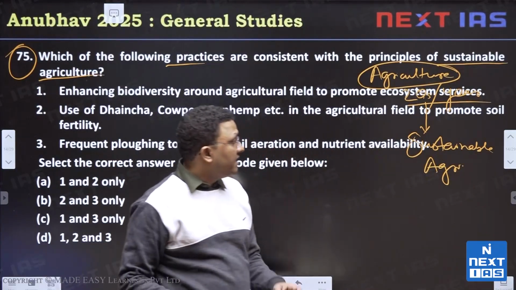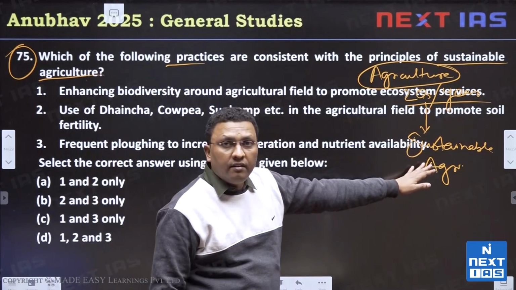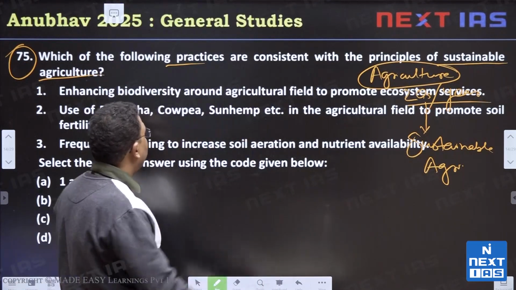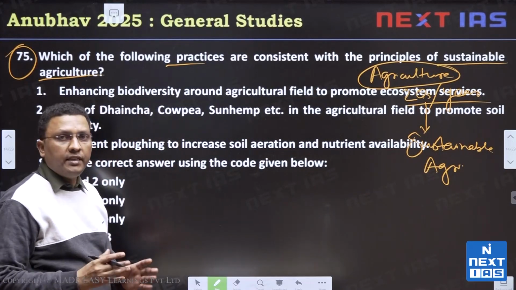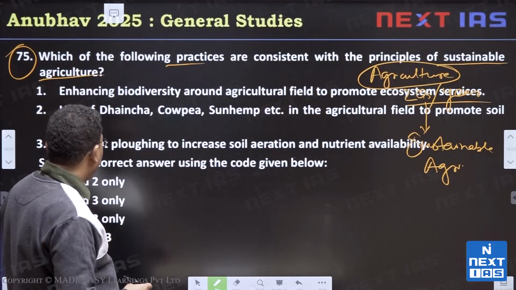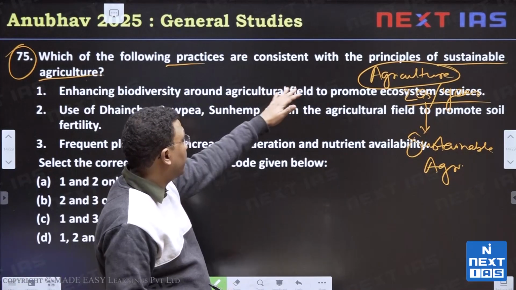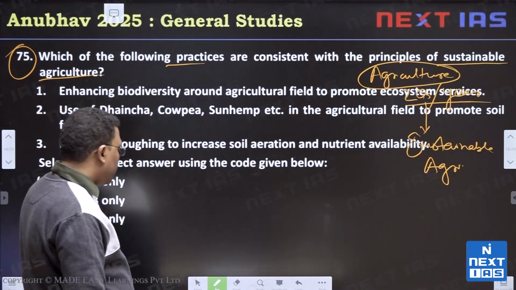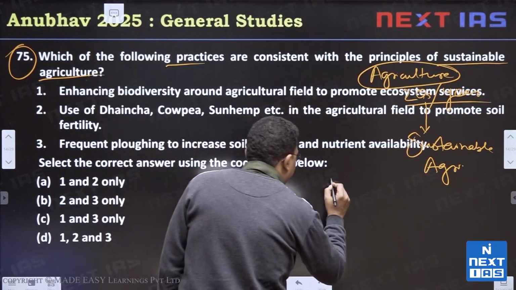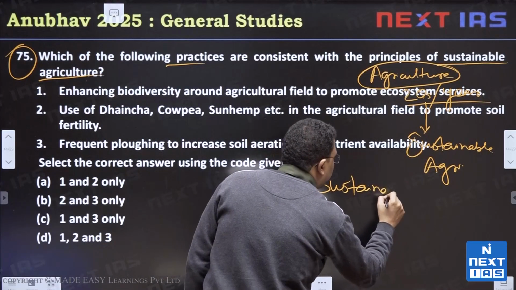Most of the UPSC prelims questions from this chapter agriculture have been based on the concept of sustainable agriculture. So that's why this question based on sustainable agriculture has been put in your test. Some practices are given and the question is asking which of them are consistent with the principle of sustainable agriculture. So let's first understand what exactly is sustainable agriculture.